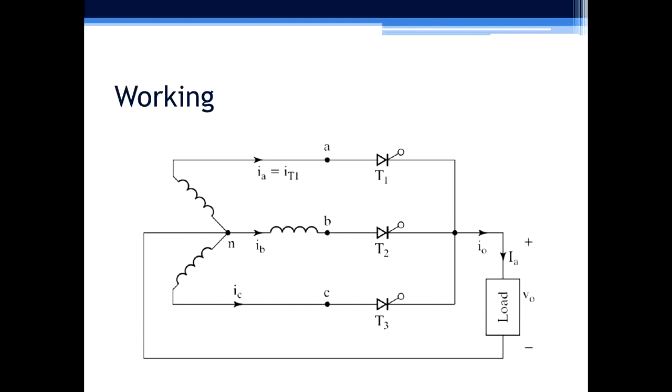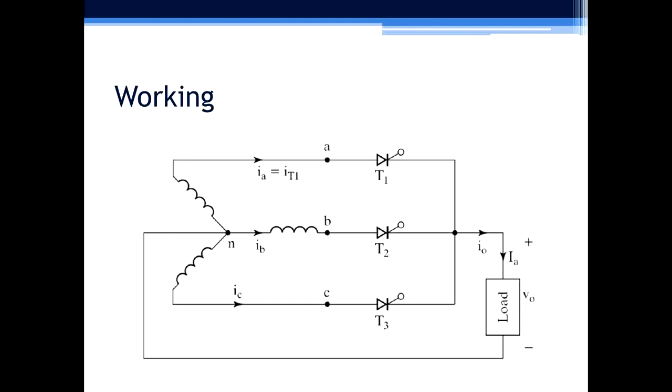So let us understand the operation of converter 1. Here you can see T1, T2 and T3 are connected. T1 will be forward biased when A phase is positive, T2 is forward biased when B phase is positive, and T3 is forward biased when C phase is positive. At any point of time only one device can be triggered. Assume that we are triggering T1 at angle alpha. T2 will be triggered at angle alpha when B phase is positive, and T3 will be triggered at angle alpha when C phase is positive, from their crossover.